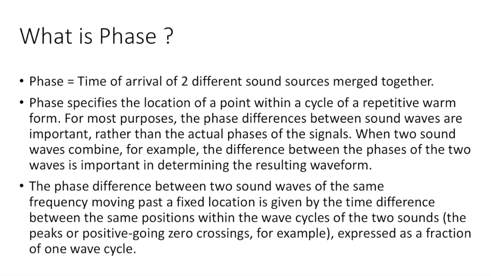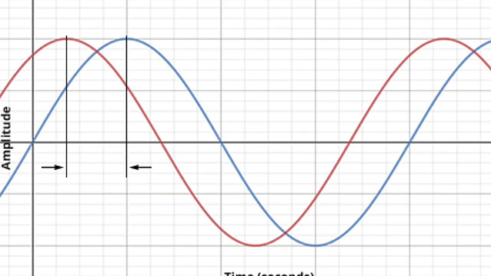When two sound waves are combined, for example, the difference between the phase of the two waves is important in determining the resulting waveform. The phase difference between two sound waves of the same frequency moving past a fixed location is given by the time difference between the same positions within the wave cycles of the two sounds. The peaks, then the positive-going zero crossing, for example, expressed as a fraction of one wave cycle.